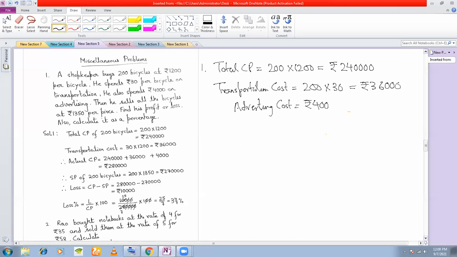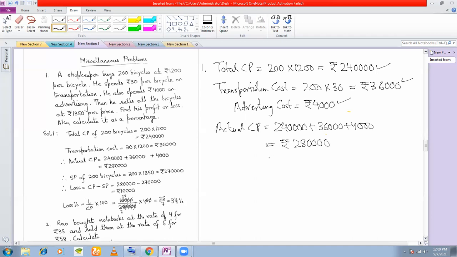So what is his actual cost price? Because he is spending this also, this also, this also, we have to add all. So his actual cost price is 2,40,000 plus 36,000 plus 4,000. This is the actual cost price. So his actual cost price comes to be 2,80,000.